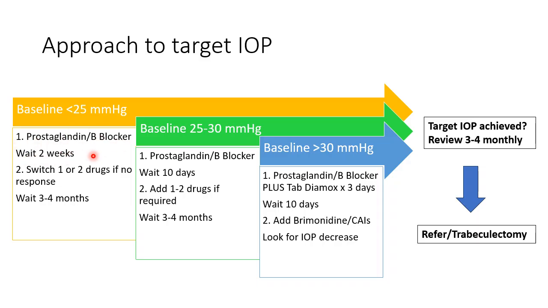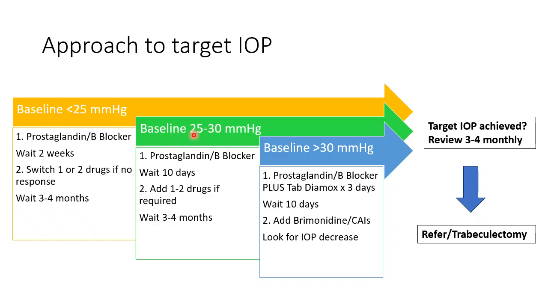So you observe for a period of 2 weeks, because that's when the peak action happens. So wait for 2 weeks or say 10 days, then switch one or two drugs. When the baseline is not so high, the pressure is like 20, 21, 22, 23, you can still switch to an alternative therapy. You have time for that. If no response, wait for another 3 to 4 months. Not happening, you add a drug. All right, that's how you approach a baseline of less than 25.